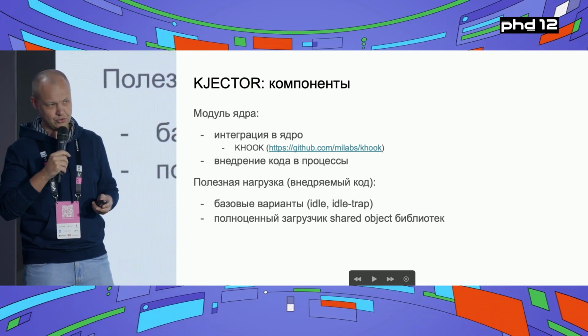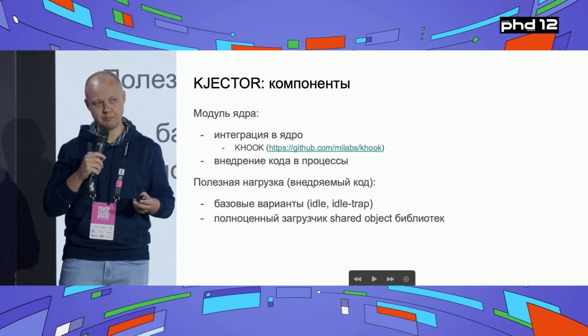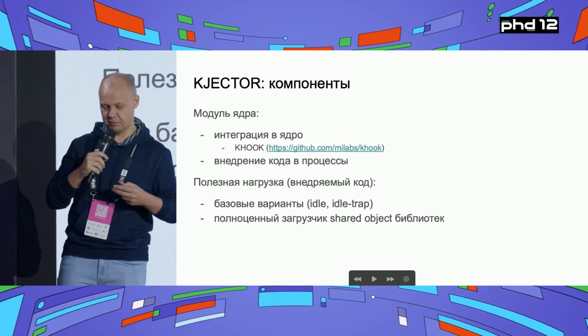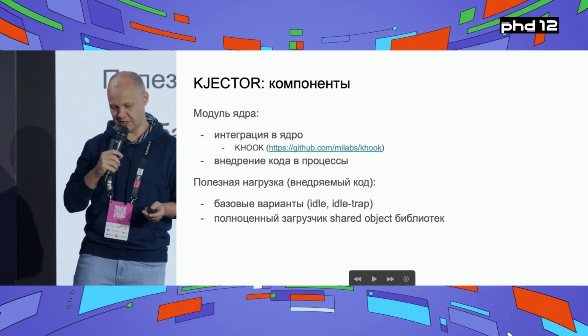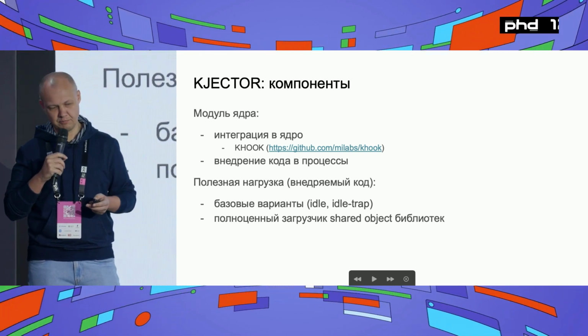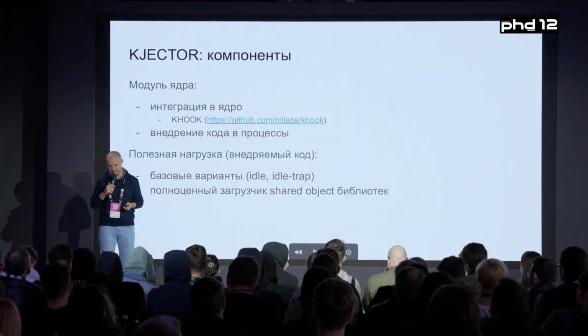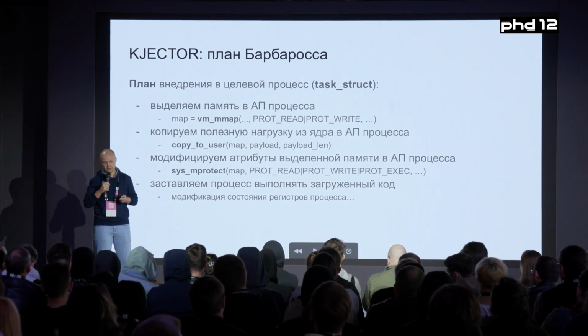Idle trap, the second version, simply includes the trap instruction. We're talking about debugging here. So imagine that you're doing it for debugging purposes, and then you would want to see everything happening relatively slowly in the debugger, to have the possibility to stop the process. And then I have another payload for shared object libraries.